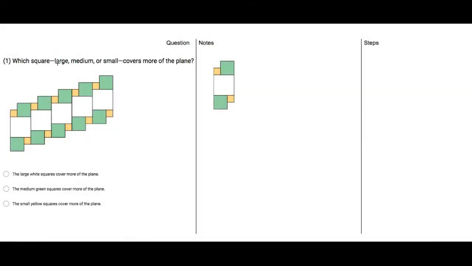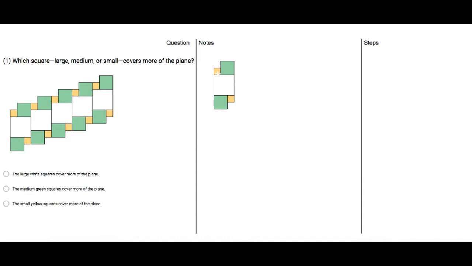Which square, large, medium, or small, covers more of the plane? So we have our yellow squares, our green squares, or our white squares, and we're trying to figure out which one has more area, right? So which one covers more of the plane. So what I would say, our question here is finding the area.